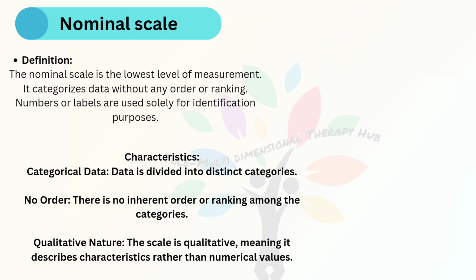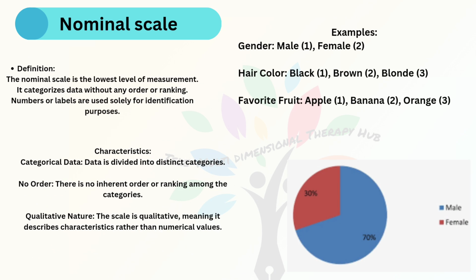That means it describes the emotions, the behaviors, right? For example, gender. We are categorizing in gender: male, female, transgender, etc. Or we are even categorizing the data by hair color, such as black, brown, bronze, etc. Or we can even organize it in the category of favorite fruit, so how many persons like apple, banana, oranges, etc.